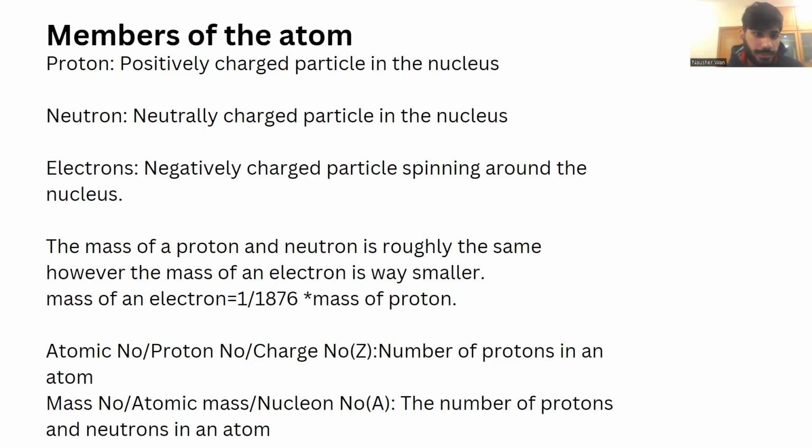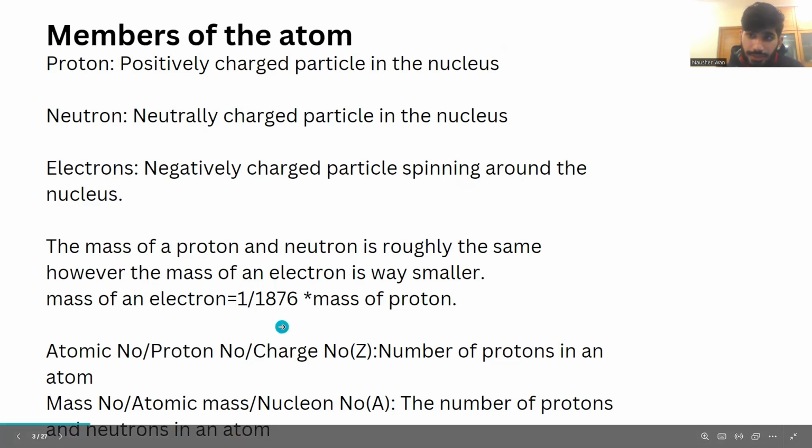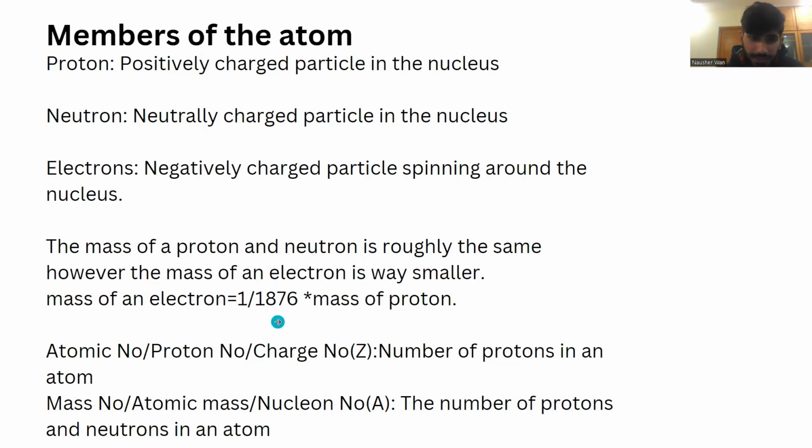Now, the first important thing that you need to know for this chapter is that the mass of an electron is very, very small in comparison to the mass of a proton or a neutron. The masses of a proton and a neutron are roughly the same, so we assume them to be the same mass. But the mass of an electron is actually tiny: if you divide the mass of a proton by 1,876, you roughly get the mass of an electron.